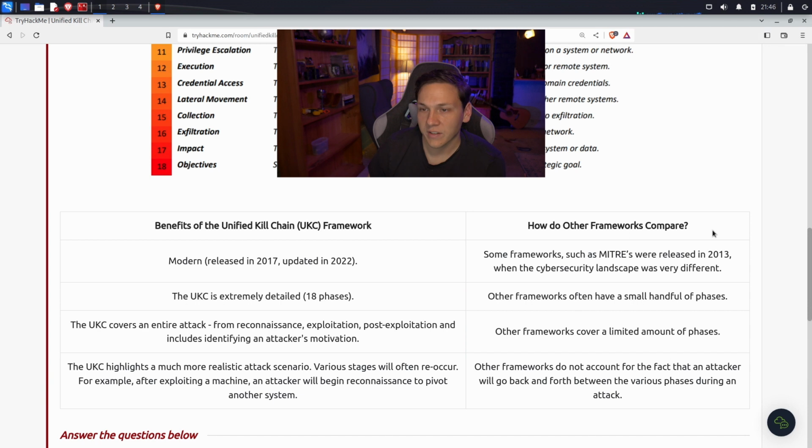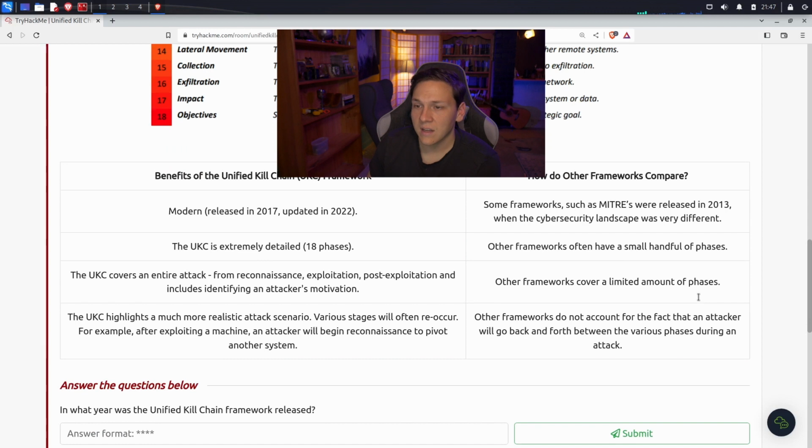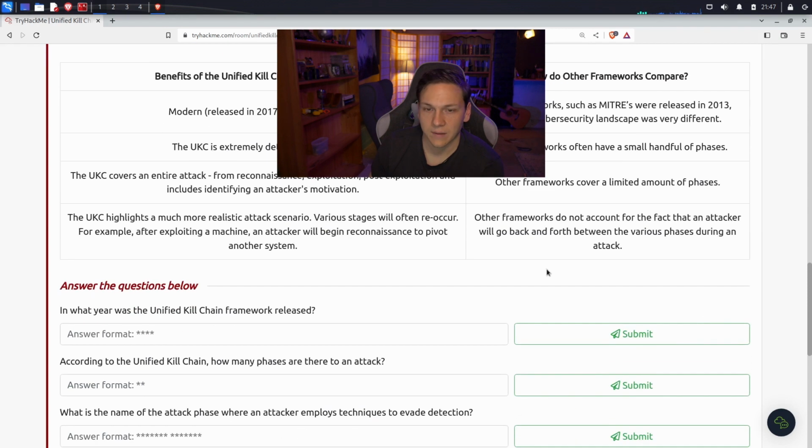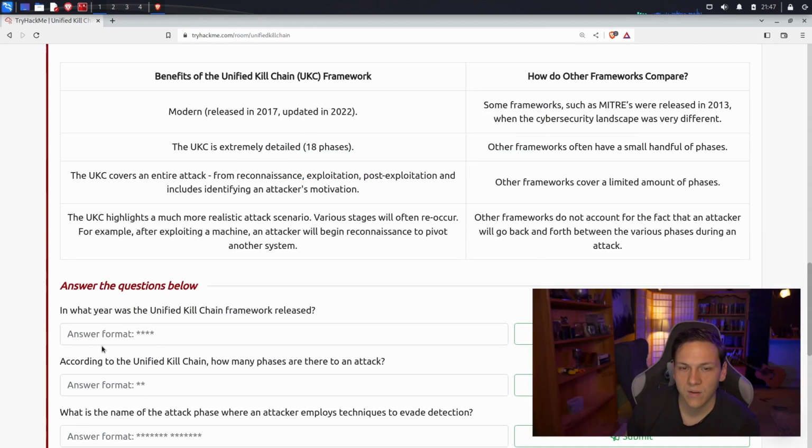How do other frameworks compare? Some frameworks, such as MITRE's, were released in 2013 when the cybersecurity landscape was very different. Other frameworks often have a small handful of phases. Other frameworks cover a limited amount of phases. That just means the same thing. Other frameworks do not account for the fact that an attacker will go back and forth between the various phases during an attack. What year was the UKC framework released?